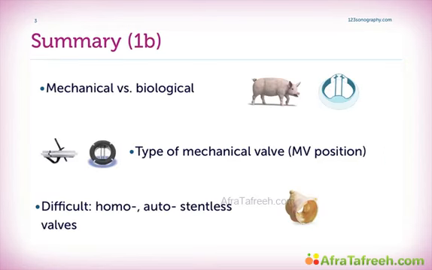Echocardiography always allows us to differentiate between mechanical and biological valves, and it is sometimes also possible to determine the type of mechanical valve, especially in the mitral valve position, in other words, bileaflet versus tilting disc. However, it can be difficult, if not impossible, to detect a homo, auto, or stentless valve with the help of 2D echo.